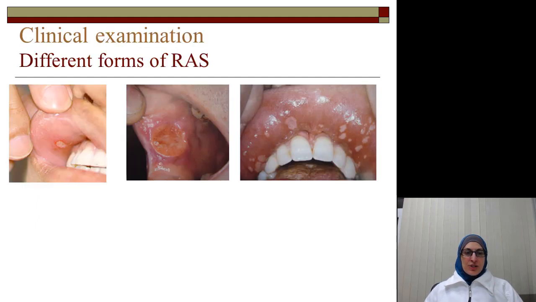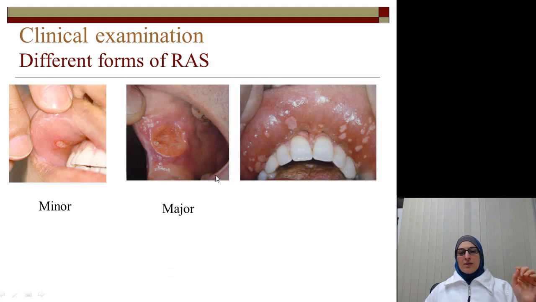By doing the examination, these are the three forms of RAS. This is the most common form, which is a minor aphthous ulcer. Usually the ulcer is about 5 millimeter in diameter, round shape, red erythematous margin, usually multiple ulcerations, and so this is the most common form.